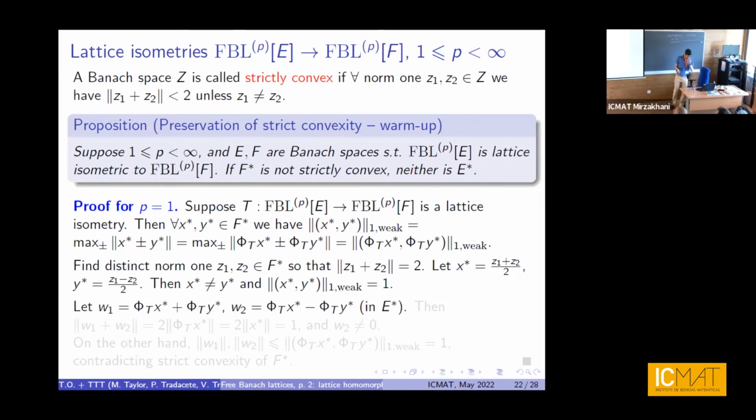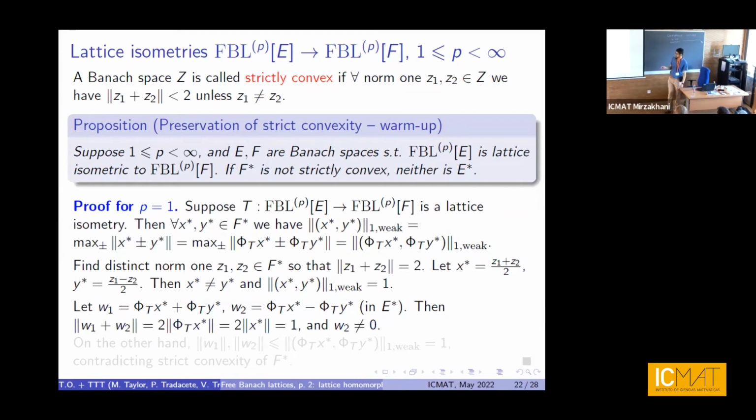Now I take the map under phi t, and I denote by omega 1 the sum phi t of X star plus phi t of Y star. If phi t were a linear map, this would be the image of X star plus Y star, but of course phi t is non-linear. And omega 2 is defined in the same manner. So now these are elements of F star.